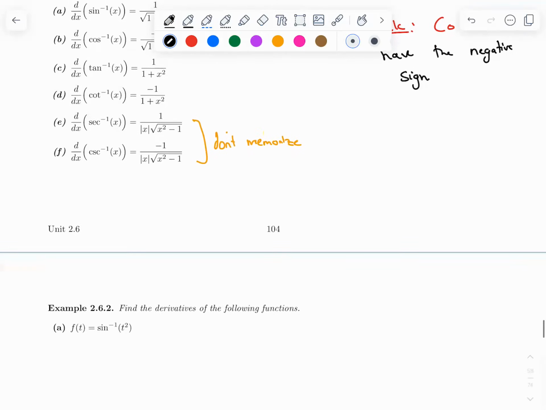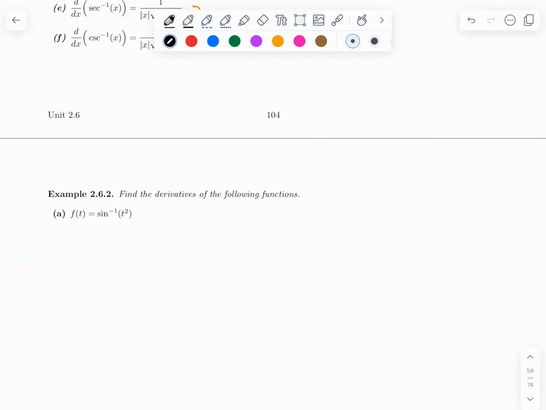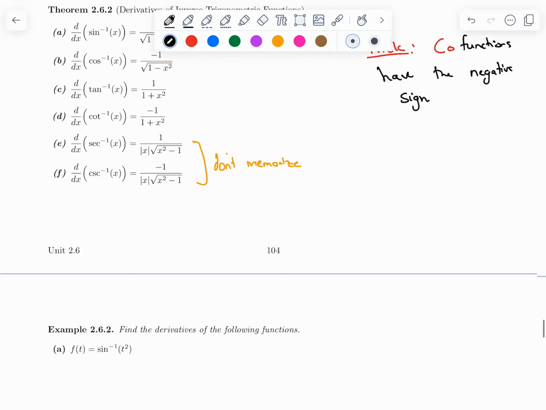So now we just have 4 more derivatives, technically 6 more, but I don't need you to memorize the other 2, the E and F. I don't need you to memorize them because they're so weird. That's the weirdest derivative rule that we have. I don't like it. I don't think it looks pretty.